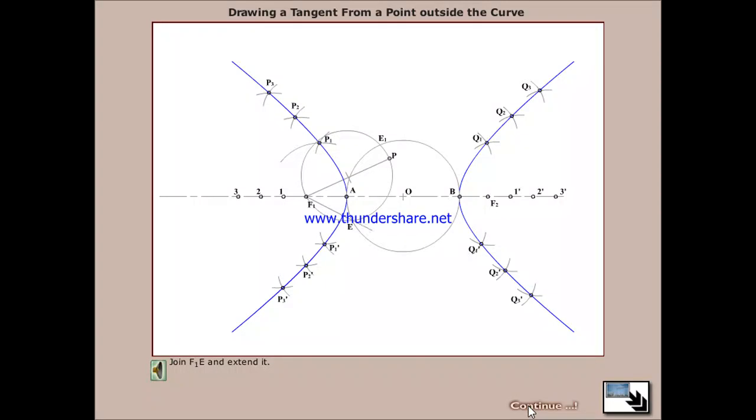Join F1, E and extend it. Mark C on the F1E extended line such that EC is equal to EF1. Join F2C and extend it to meet the curve at T. Join P and T and extend it to D. PD is the required tangent.